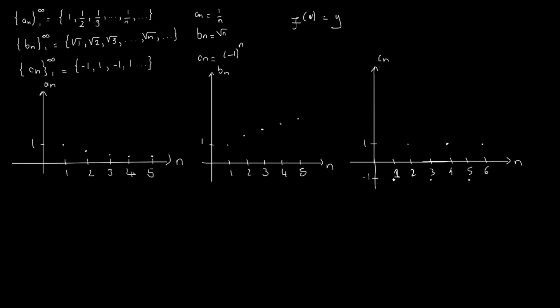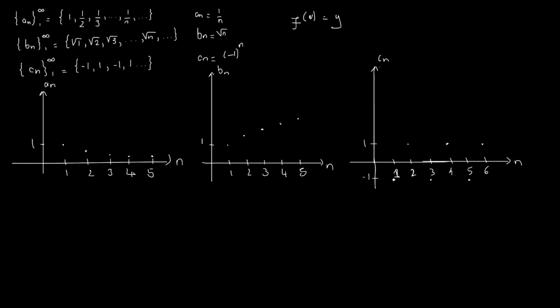Okay, three different sequences, three very different looking graphs. And each of the sequences seems to tend in a different direction. If you look at the first one, an, as n gets larger and larger, or as n tends to infinity, the points seem to get smaller and smaller and closer to 0. And we can say that the sequence an is converging, is approaching 0. On the other hand, for sequence bn, as n gets larger and larger, the points also seem to get larger and larger. So it's going towards infinity, and we say that the sequence bn is diverging.